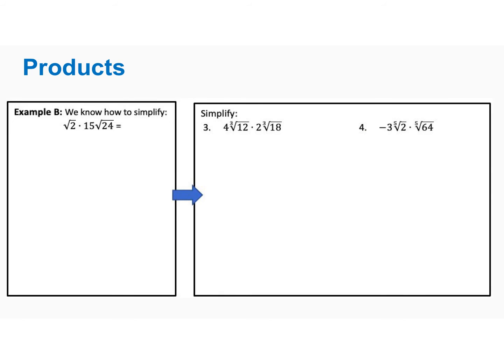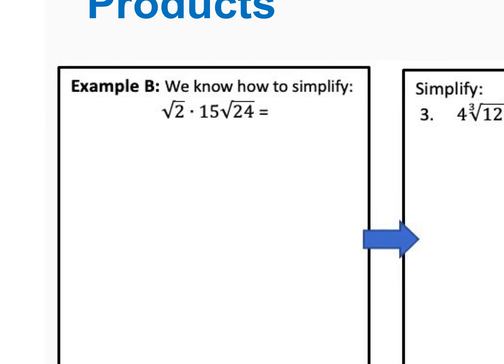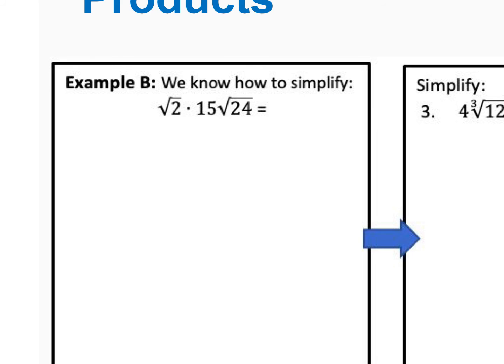Let's just make this a little more complicated. So let's again begin with something that we've previously done here. I have square root of 2 times 15 times the square root of 24. So what we previously did in problems like this is we multiplied coefficients together, and as long as they were both square roots, we multiplied the radicands together. So 1 times 15 is 15, and the square root of 2 times 24 was 48.